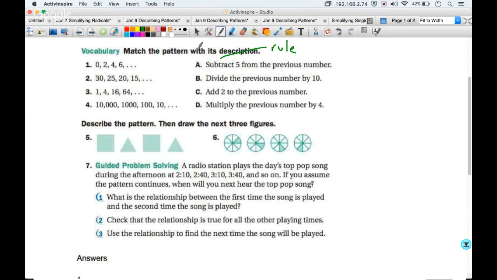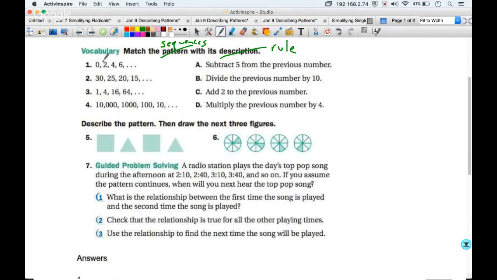And yes, it calls these patterns. I think an even better word for these patterns, because they're all numerical, would have been sequences. A little bit more precise mathematical language there. So let's just look at number one.